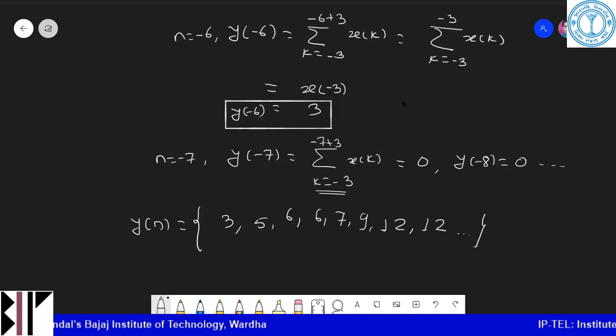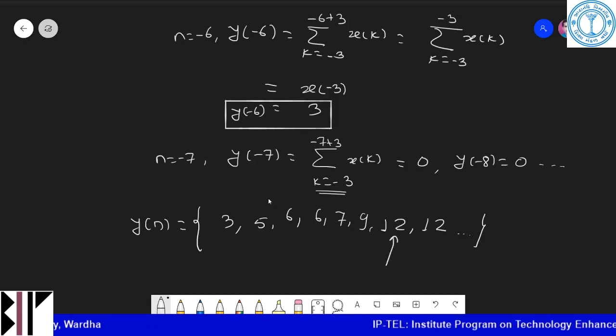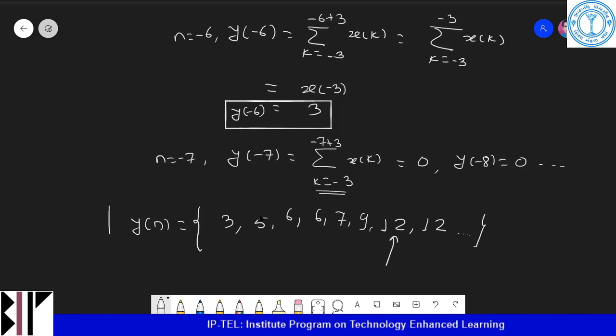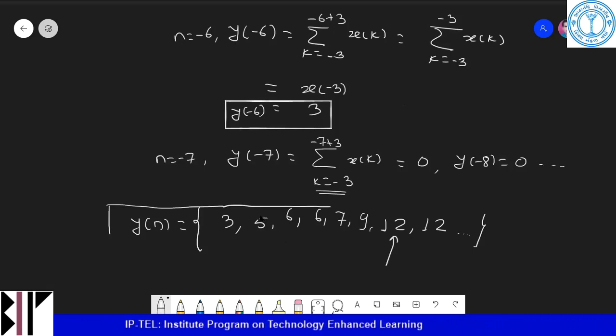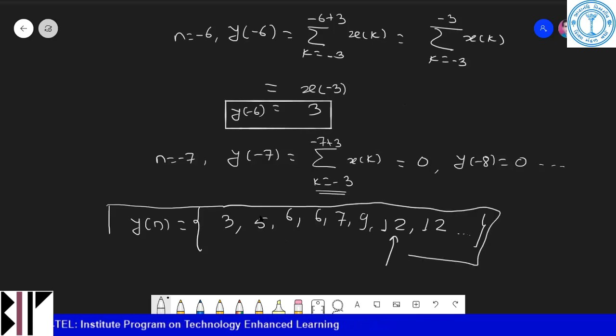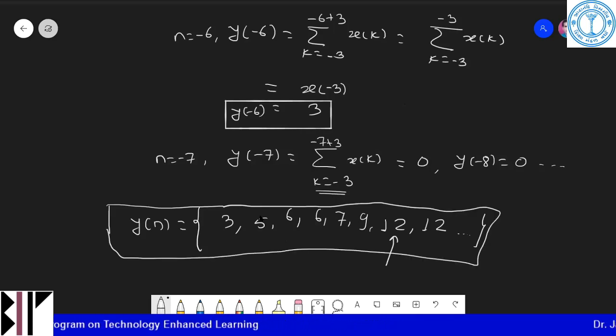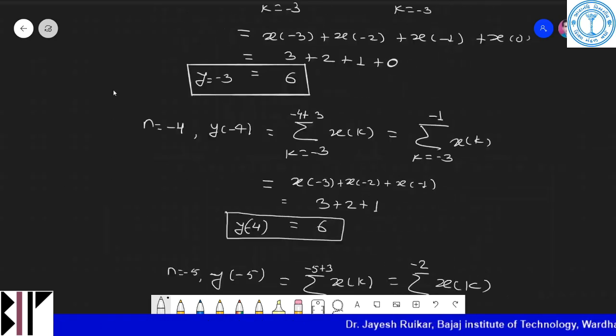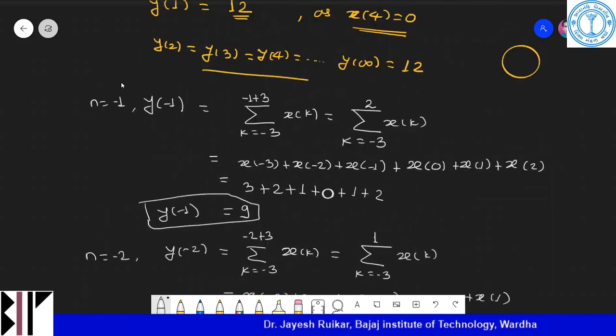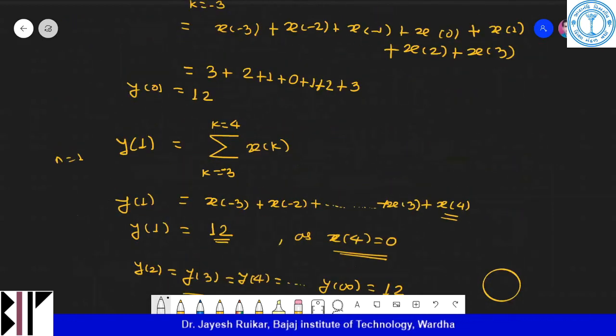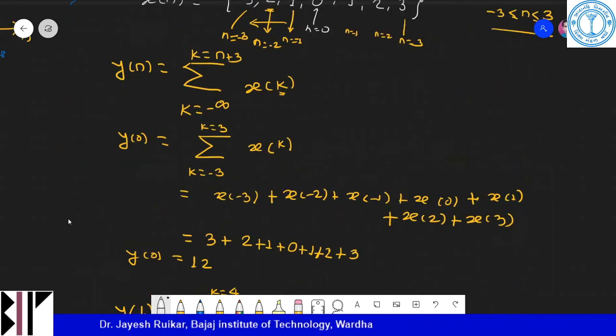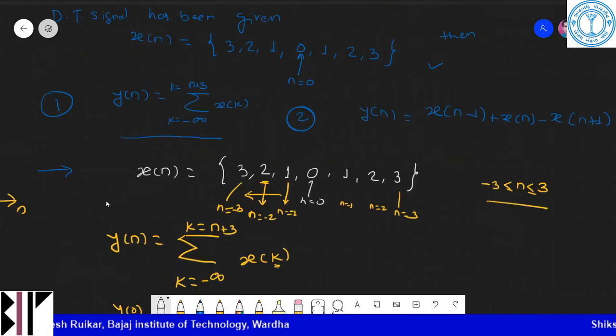What is the value at n equals 0? This value is at n equals 0. So this is my y of n. This is the final expression for y of n, which we have calculated. We started from this side. So this is what our problem was.